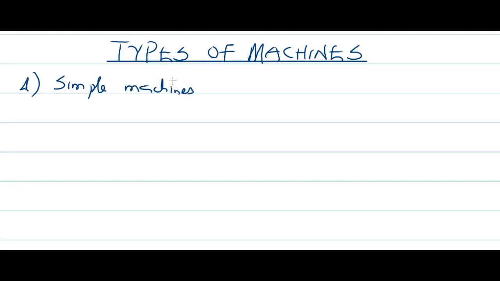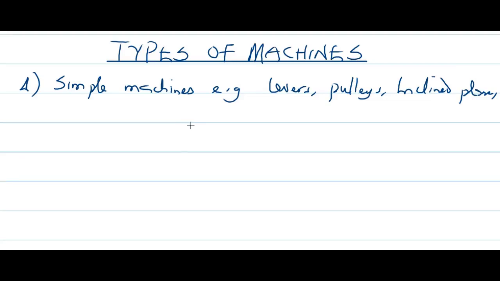Simple machines. Why do we call them simple machines? They are devices with few or no moving parts. Examples of simple machines, we have levers, pulleys, inclined plane, wheel and axle, screw or screw jack, then we have wedges.